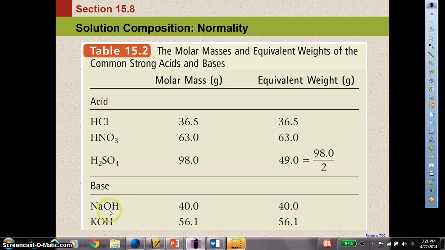Back on the bases, there's only one hydroxide in sodium hydroxide, so it's going to be the same number. The molarity and the normality are going to be the same. Potassium hydroxide is the same way. So the molar mass is 40. The equivalent weight is also 40. Potassium hydroxide, the molar mass is 56.1. The equivalent weight is also 56.1.